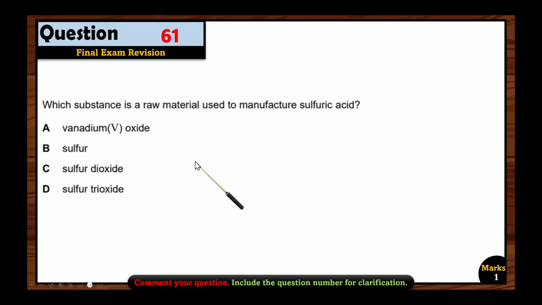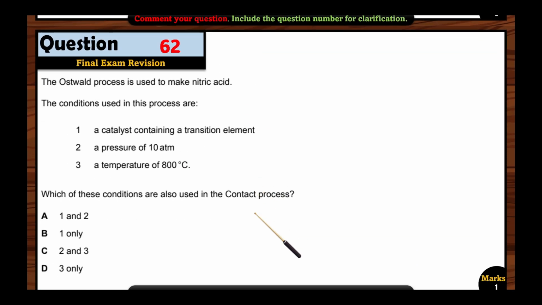Question 61. Which substance is a raw material used to manufacture sulfuric acid? For sulfuric acid, we need sulfur dioxide to be converted into sulfur trioxide. But sulfur dioxide is an intermediate. It's not a raw material. A raw material is something that we get in the raw form, right? So that is sulfur actually. Sulfur is the one that will produce sulfur dioxide. So option B is the right option.